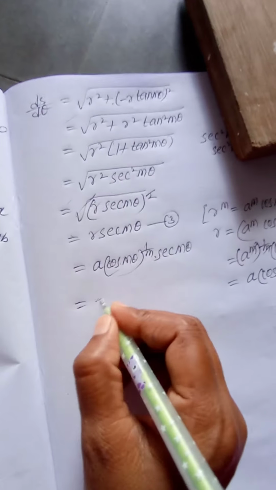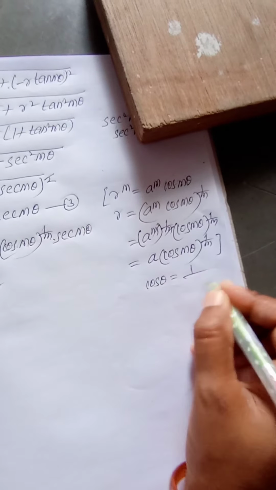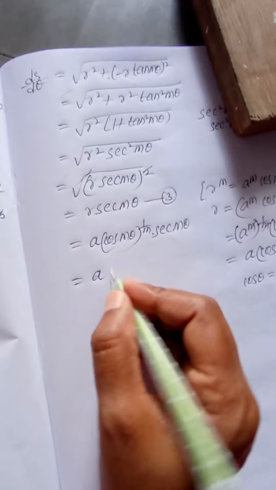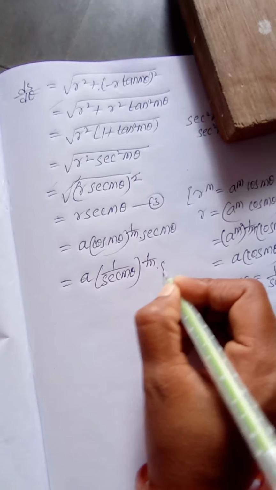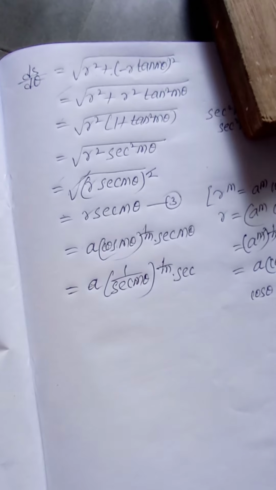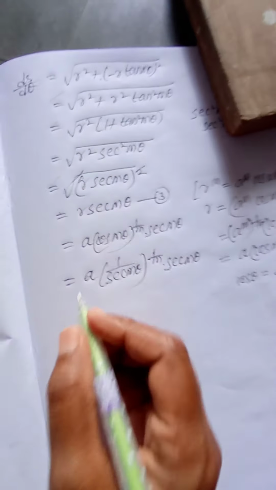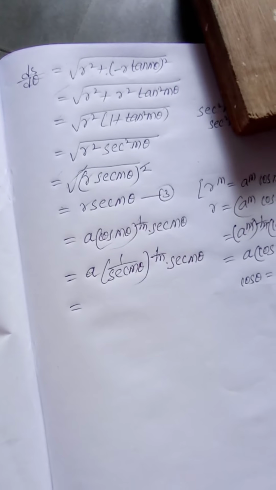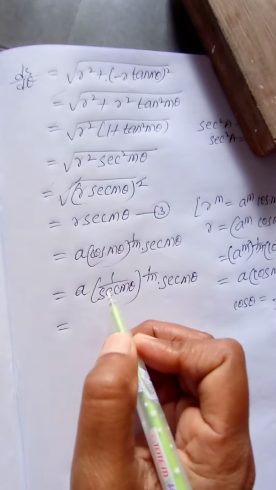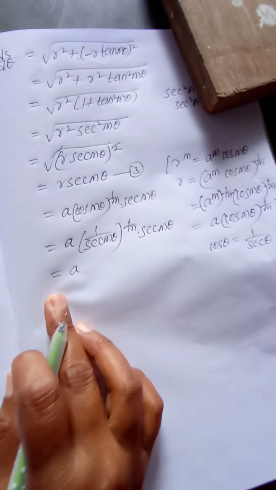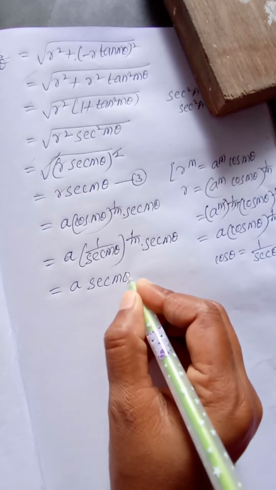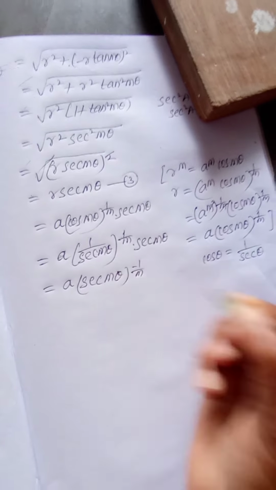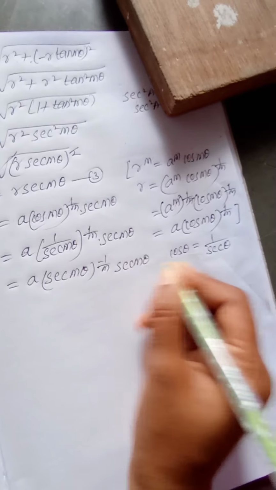that equals a into, so the reciprocal of cos theta is 1 by secant theta. So cos m theta is written as 1 by secant m theta whole to the power of 1 by m into secant m theta. This equals a into 1 by secant m theta, which is written as secant m theta inverse. This is secant m theta.